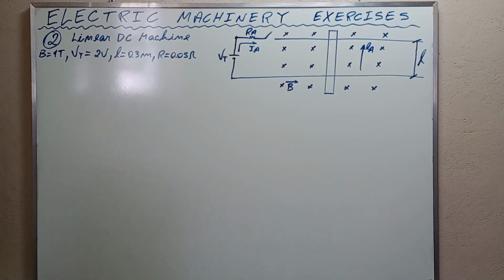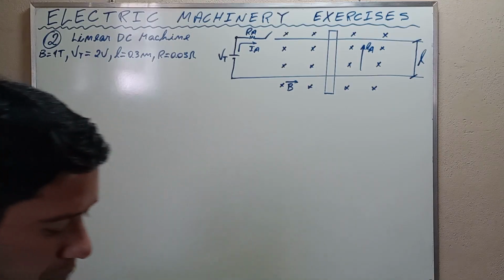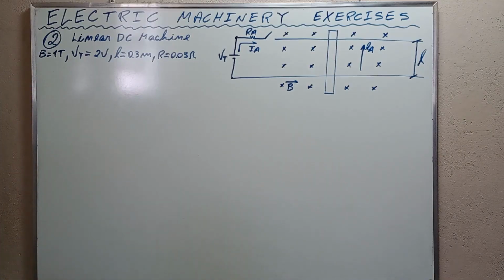Exercise number 2 now. Suppose that for the linear machine of the figure, B is equal to 1 Tesla, L is equal to 0.3 meters, Vt is equal to 2 volts, and R equal to 0.05 ohms. Letter A. Assuming that the bar is stationary at t equal to 0, calculate the initial current and the initial force on the bar.